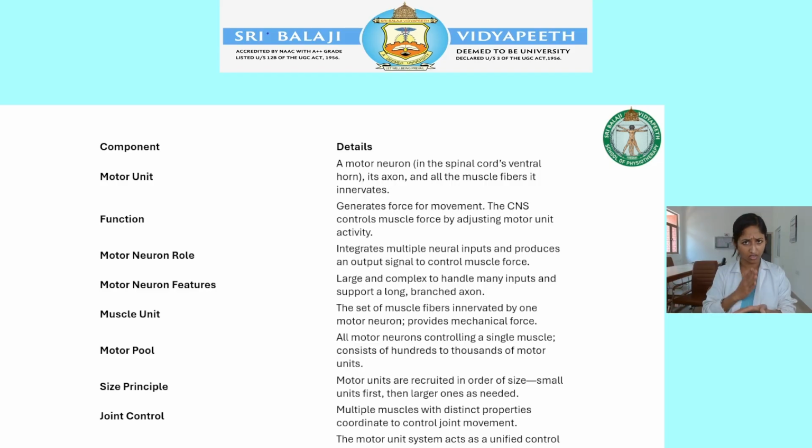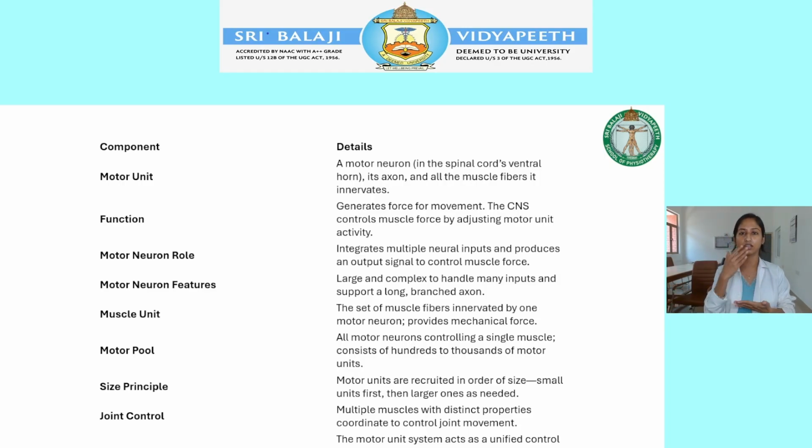Okay. And then, how the central nervous system uses this motor unit with the help of the brain and spinal cord is in two ways. One is by recruiting, another is by rate coding. With recruiting, you activate a greater number of motor units, and with rate coding, you send the signals much faster.